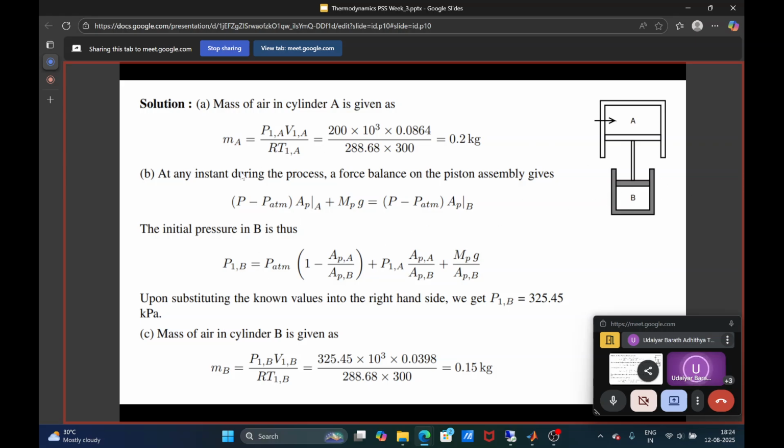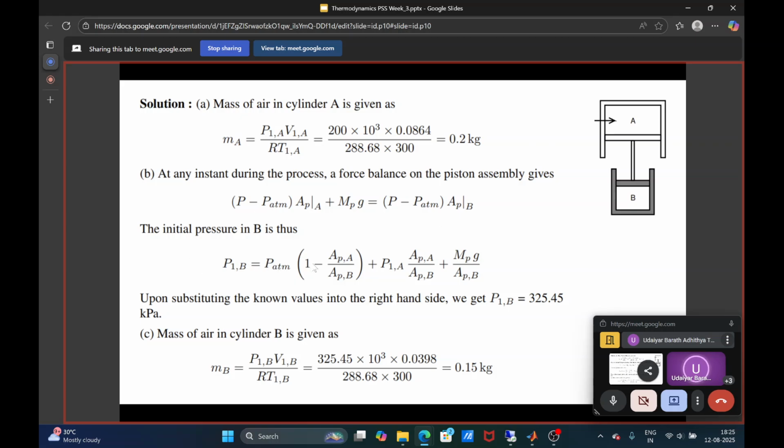So what we know is the initial pressure in A. The only thing we don't know is the initial pressure in piston cylinder B. The rest of the values we know, so we can estimate the initial pressure in cylinder B. Rearranging, this is what we get.